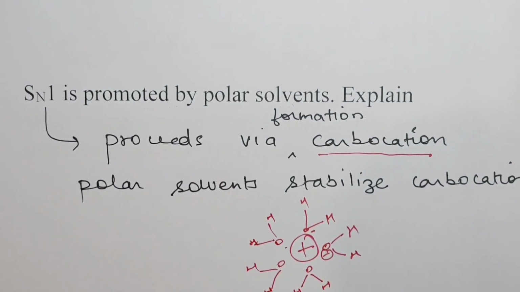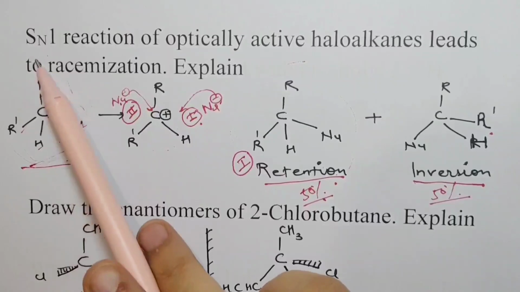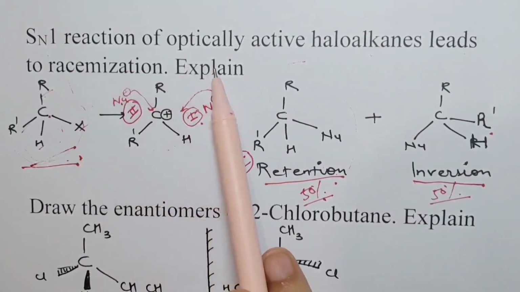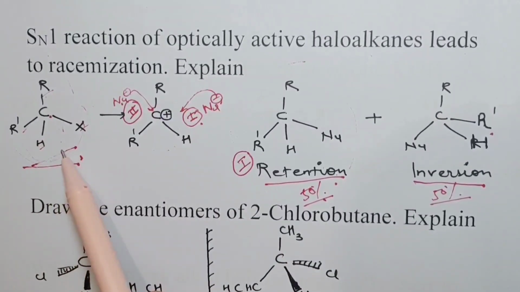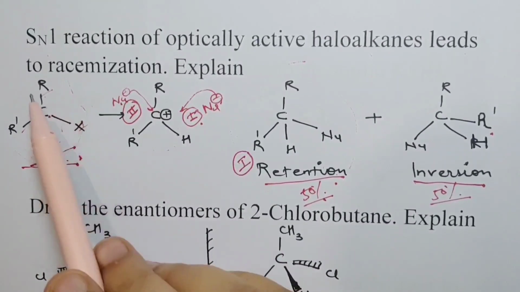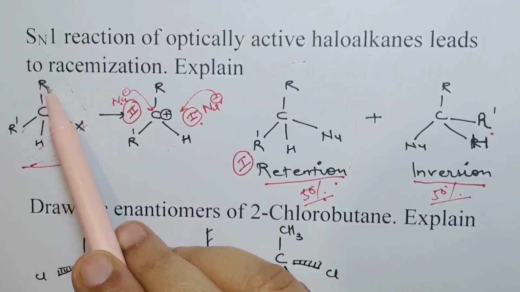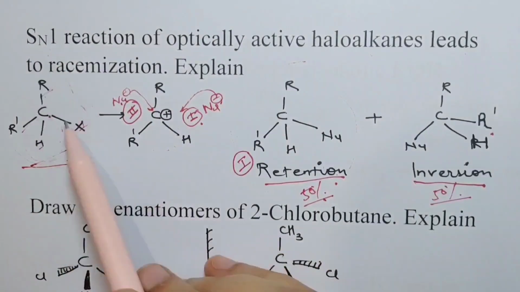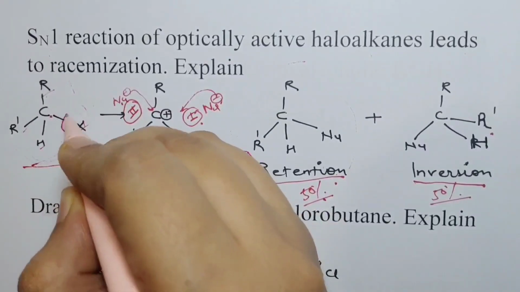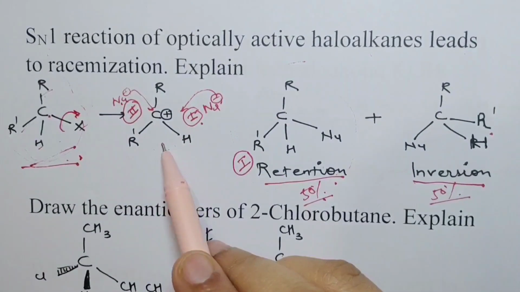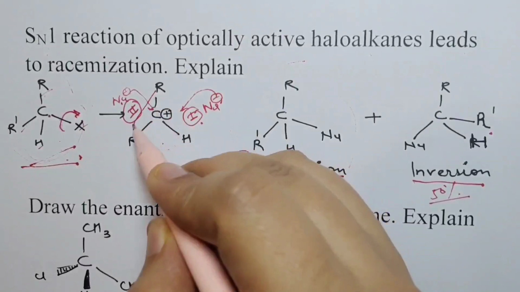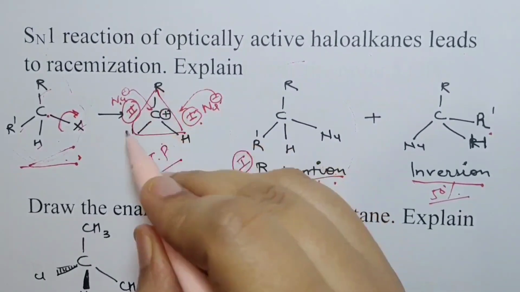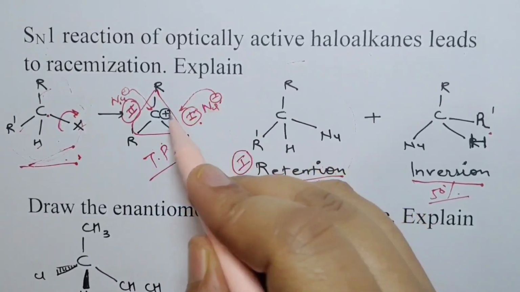Okay, moving on. SN1 reaction of optically active haloalkanes leads to racemization. Explain. So this is your optically active haloalkane. Why is it optically active? Because this carbon is chiral. It is attached to 4 different groups. Now, when it proceeds by the SN1 mechanism, when X leaves, a carbocation is formed, and this carbocation assumes a trigonal planar geometry. In this carbocation, the nucleophile can attack from both sides.